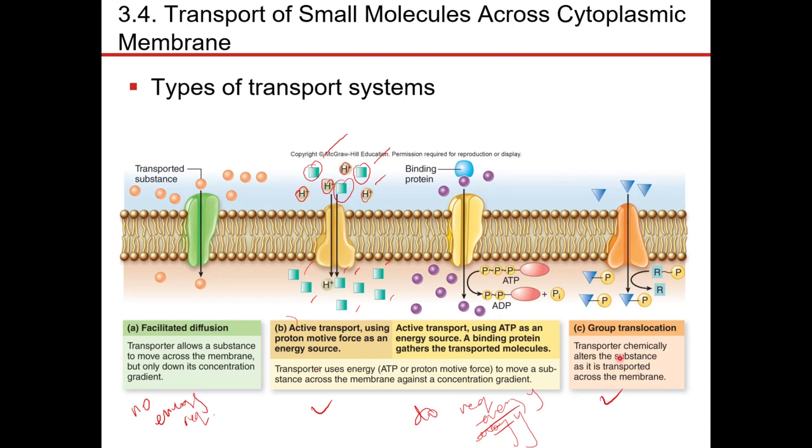The third example of an energy requiring transport mechanism is group translocation. In group translocation, the molecules are brought into the cell, and as they come into the cell, they undergo chemical modification. So these blue triangles that enter the cell would be modified, commonly by the addition of a phosphate group. So you see this P that is attached to the blue triangle. The blue triangle has been modified by the addition of a phosphate group to it.